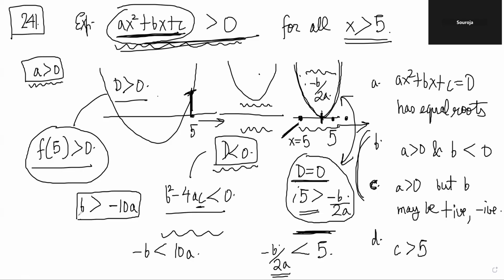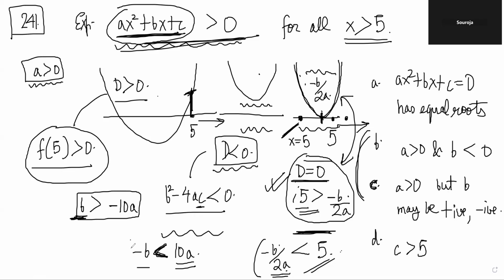But then b can be positive or negative both, right? Do you understand what I'm doing right now? I'm trying to check this condition. This condition is possible, graph where discriminant is 0 and 5 is greater than minus b by 2a. So from here I'm getting minus b by 2a is less than 5, minus b is less than 10a, because we know a is positive, I can multiply by 2a without changing the sign of the inequality, right?